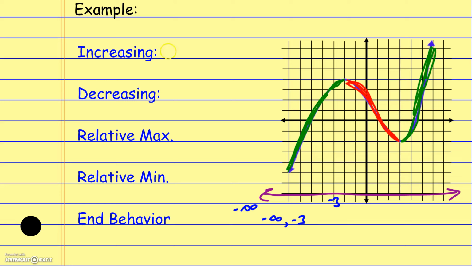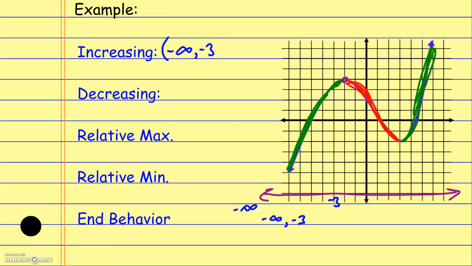Okay, so that goes in my increasing section, and then I just have to decide, am I going to use brackets or parentheses? So when I think about negative infinity, should I use a bracket or parenthesis? Well, with infinity, I should always use a parenthesis because I can never equal that value. And then when I think about what's happening right here at negative 3, at this point itself, is the function going up or down? And the answer is it's not doing anything. It's not going up or down.